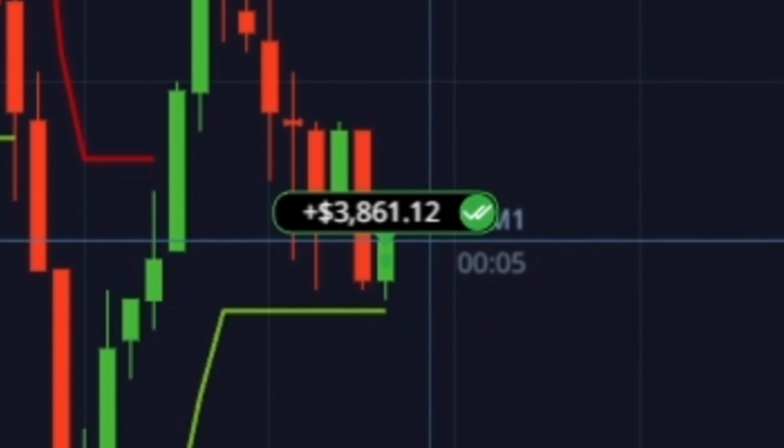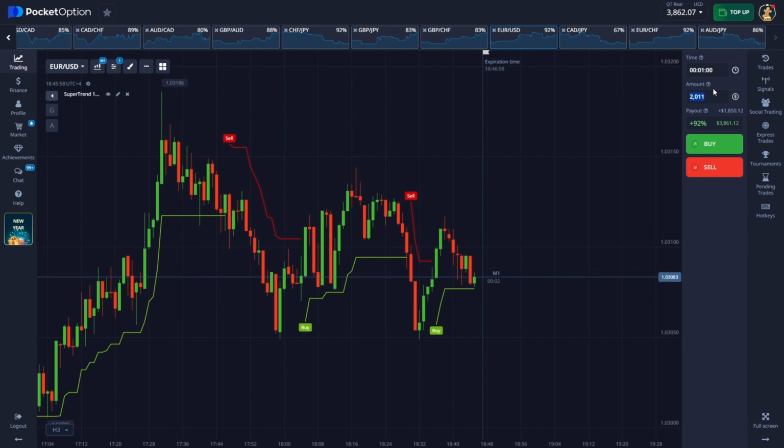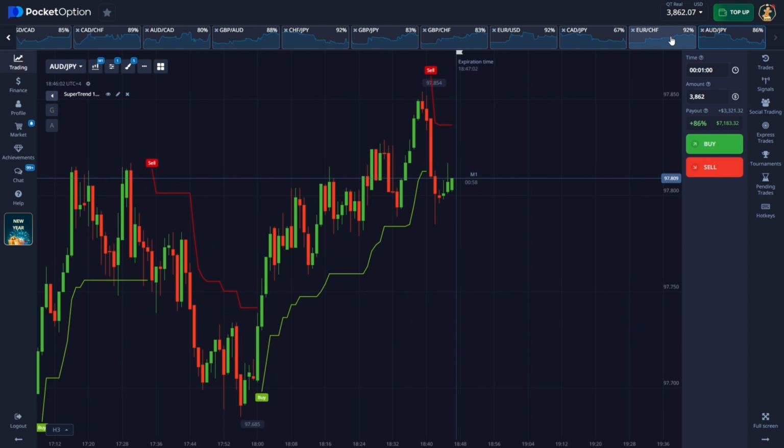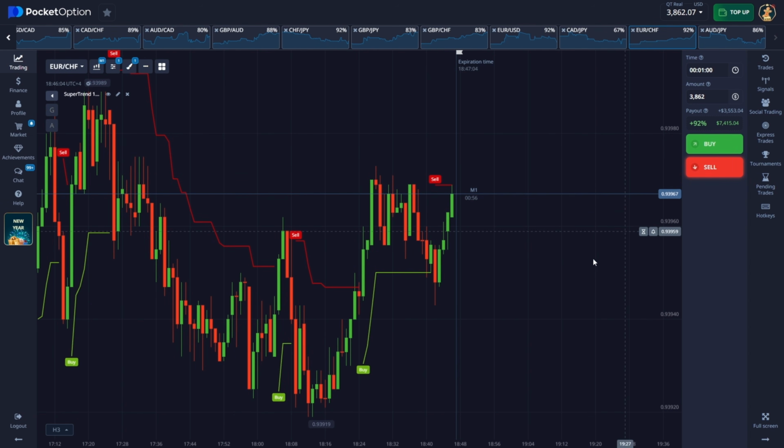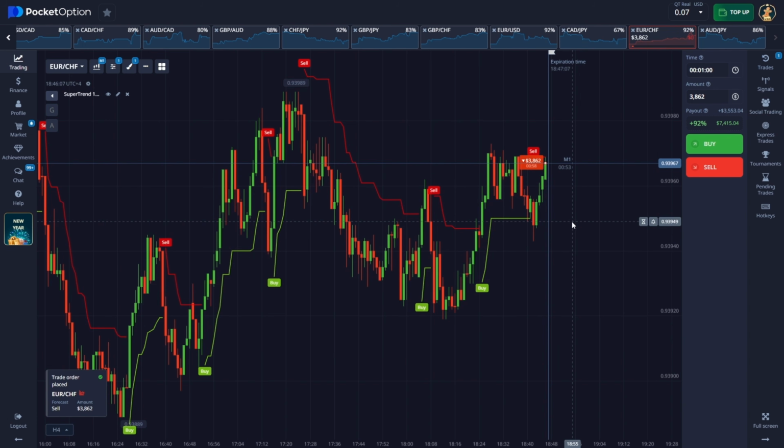Now my balance is $3,862. Let's find a trade for $3,862. On EURCHF, we have a signal for a downside move. I placed the trade for the downside move on EURCHF worth $3,862. As you can see, there's a sell signal, and the candle also gave us an entry near the sell level. That's why I took this trade for the downside move.